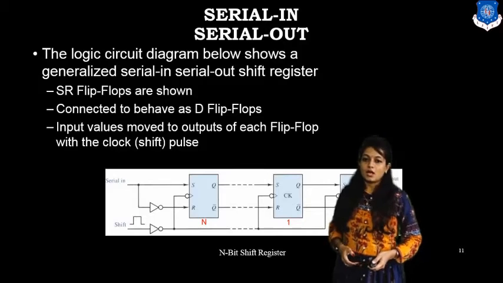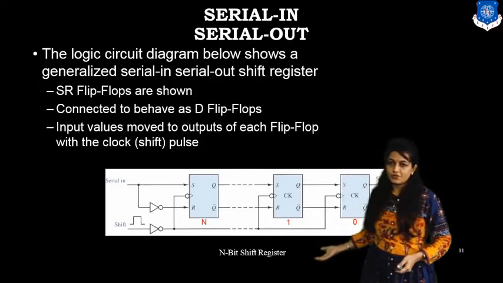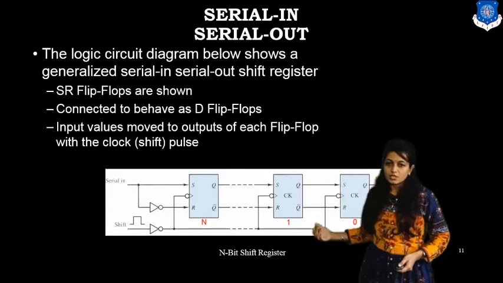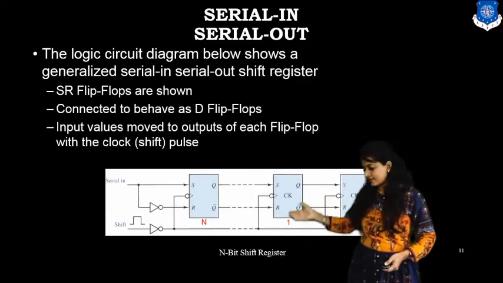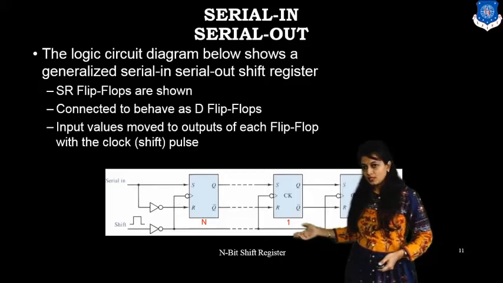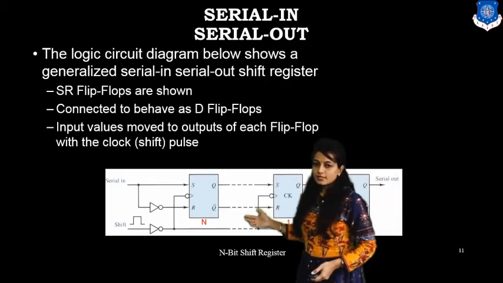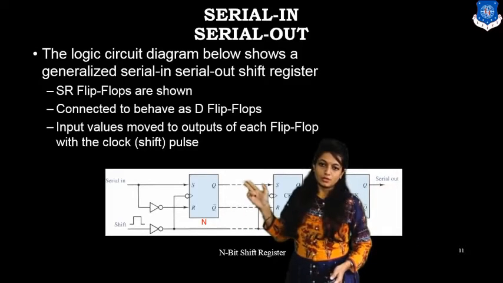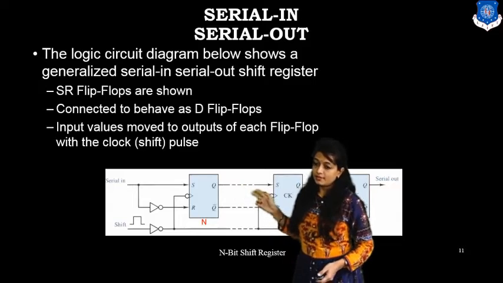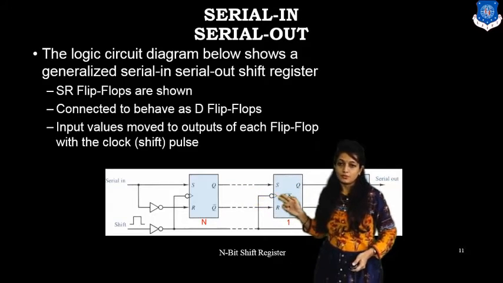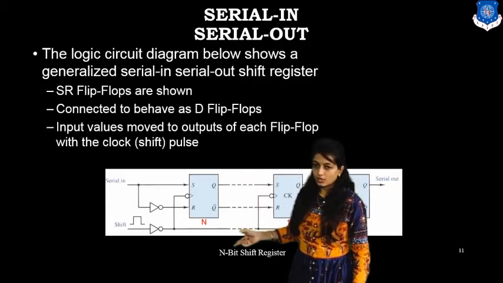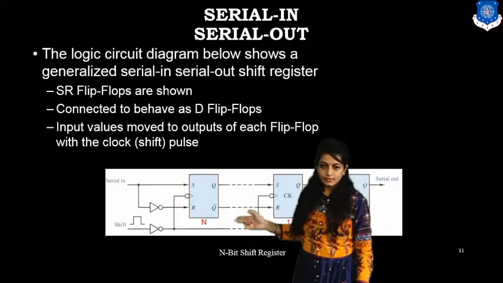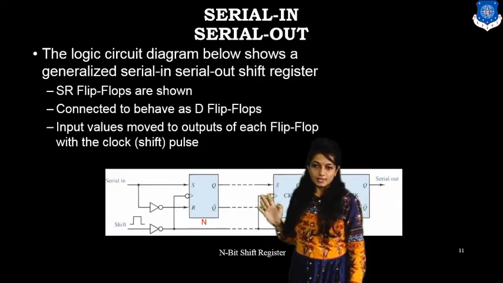So this is the n-bit shift register logical diagram with the help of SR flip-flops. Here it is SR flip-flop, but we have implemented it with the help of D flip-flop. How to convert the D flip-flop into an SR flip-flop? Simply place a NOT gate. The remaining circuit will be as it is.